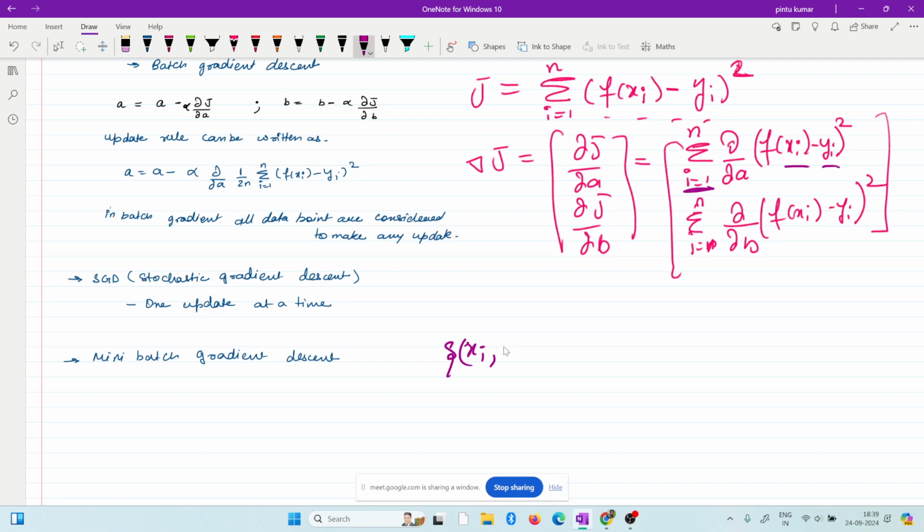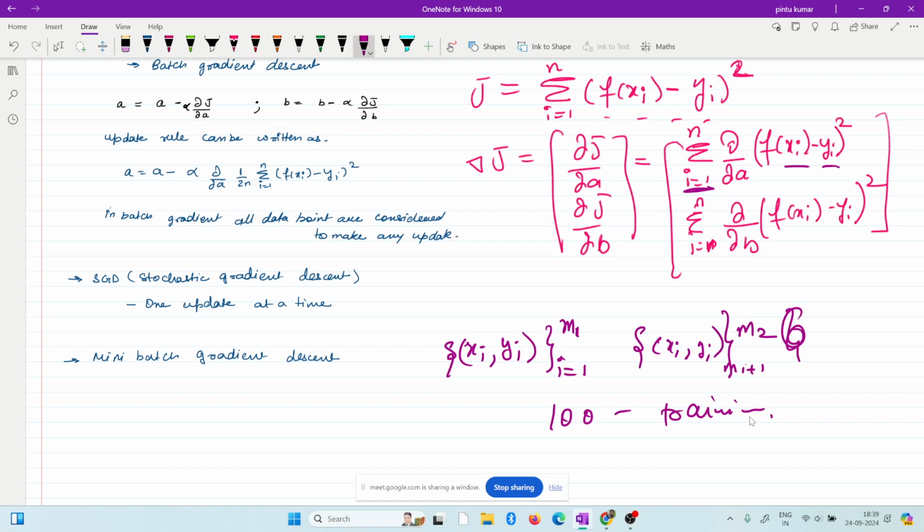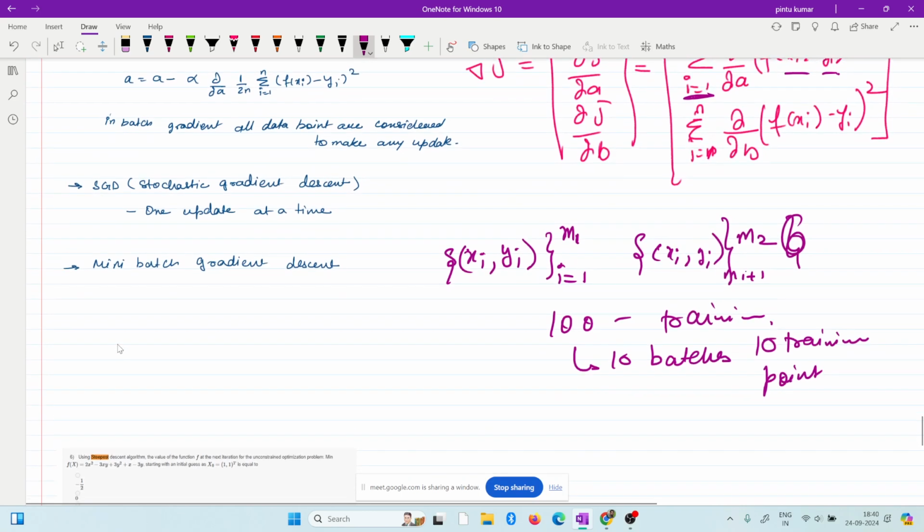So the first data point set contains xi, yi, from i equals 1 to m1. And then the second set contains data points xi, yi, from m1 plus 1 to some m2. So what I'm trying to say is, let's say you had 100 training points. You made 10 batches of 10 training points each. Now, in order to calculate the gradient, earlier you were using all 100 points as summation. Now in mini batch gradient descent, you will just look at 10 points at a time.